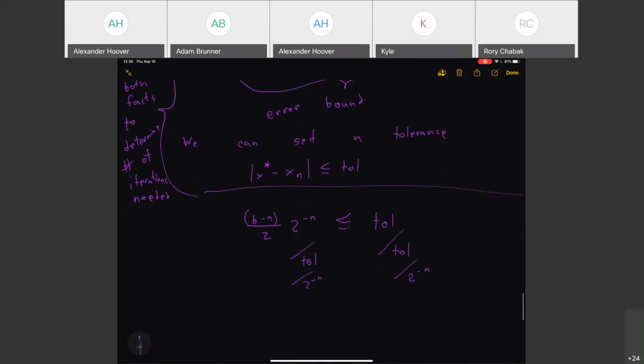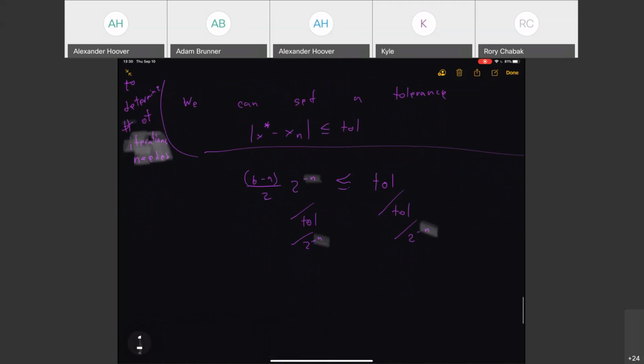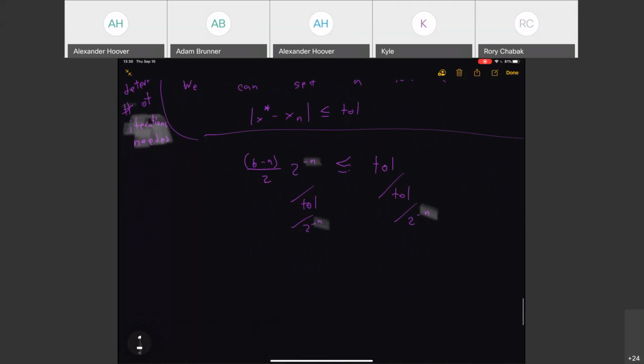Why am I dividing by 2 to the negative n? Well, the goal here is that we really want to find what this n is. So we need to solve for n, right? N corresponds to the number of iterations. So that's why we're doing what we're doing. And apologies if that division looks funny.